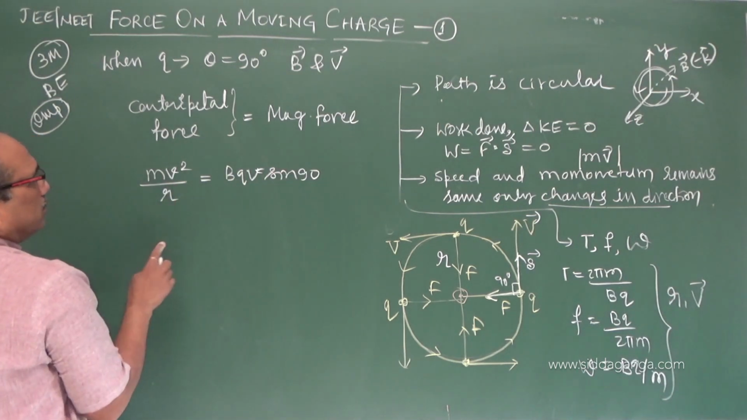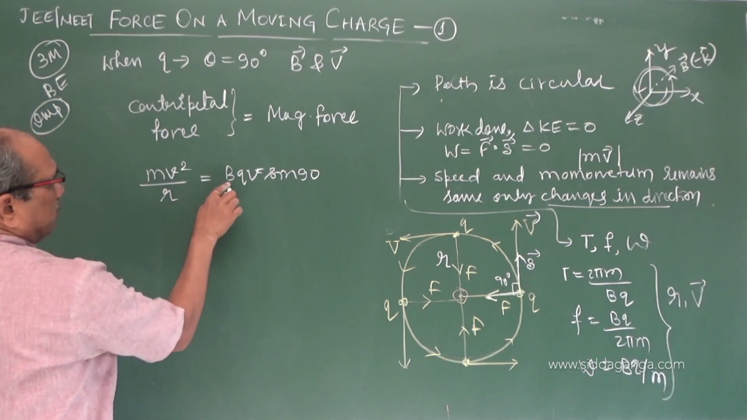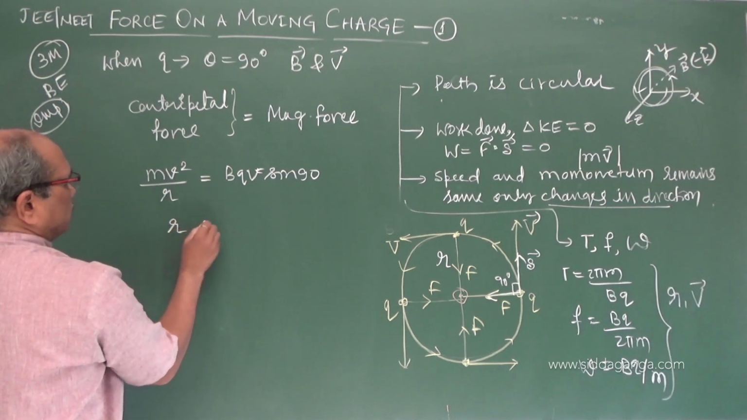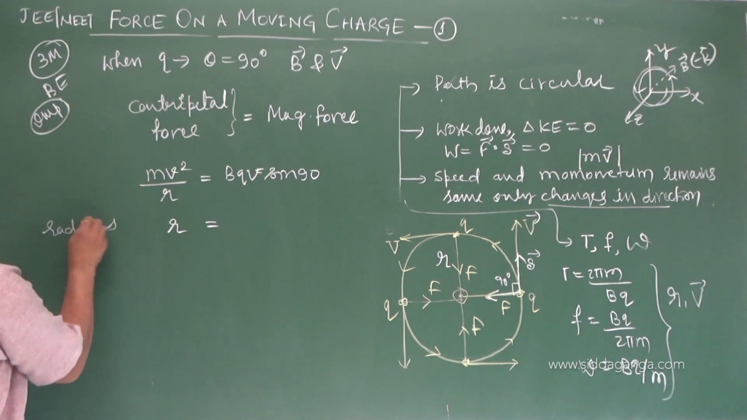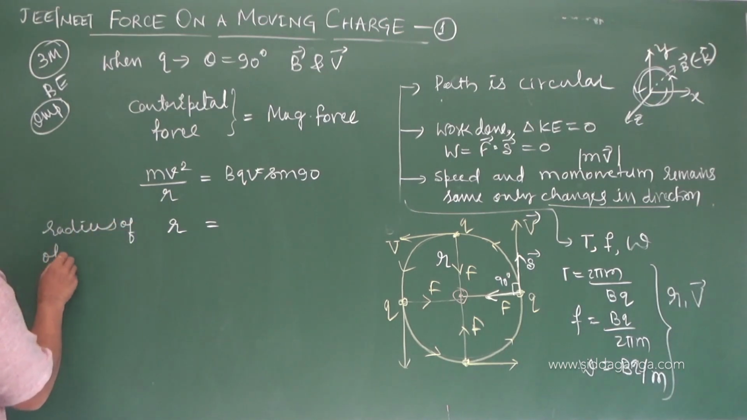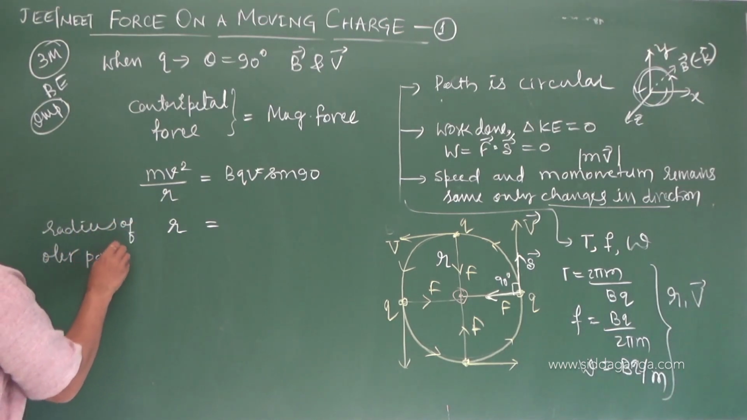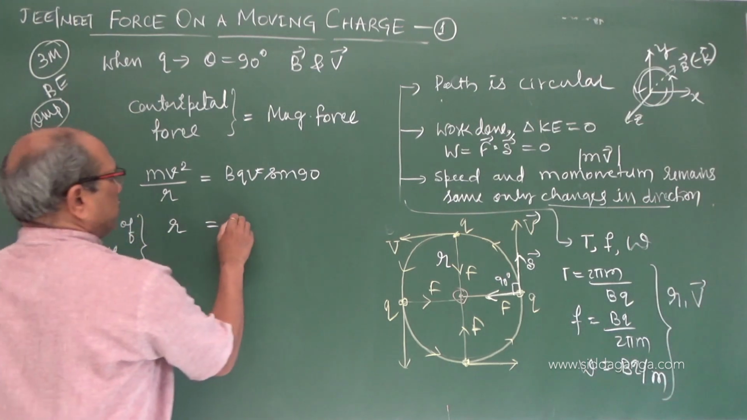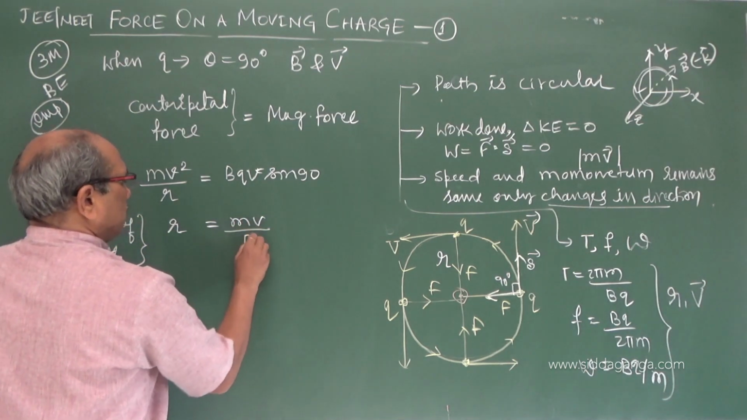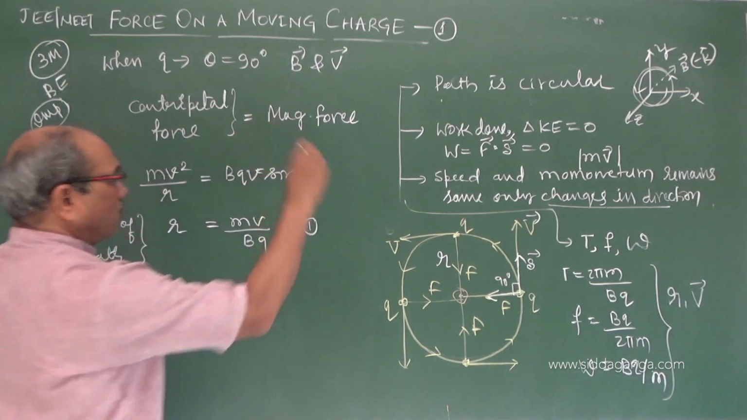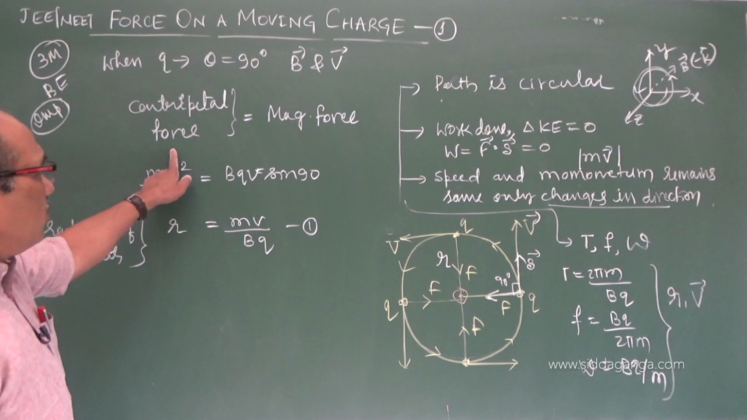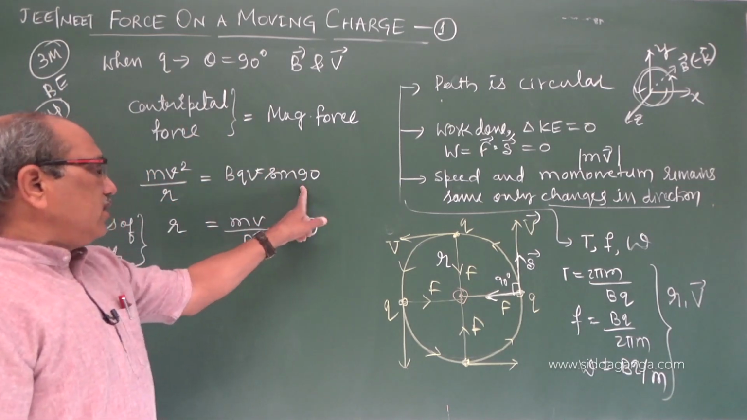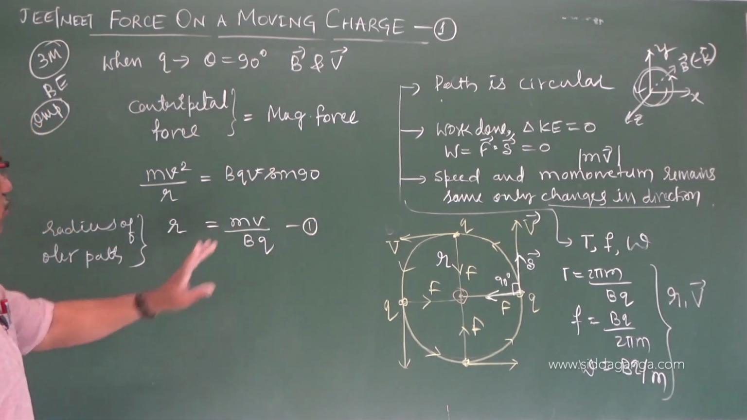Now get the radius expression, the radius of the circular path: mv upon Bq. We got this equation. You know from first year this is mv square by r and Bqv sin theta; sin 90 is 1, so we got this.